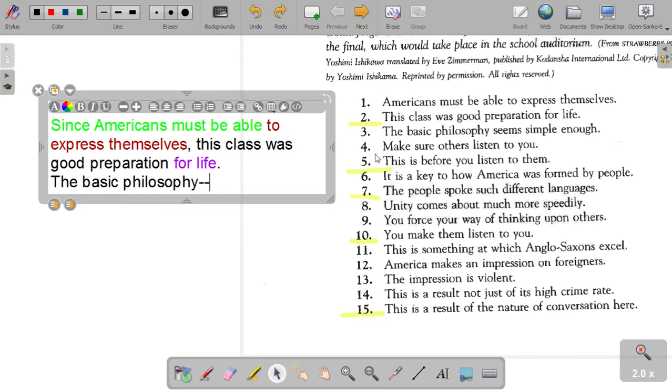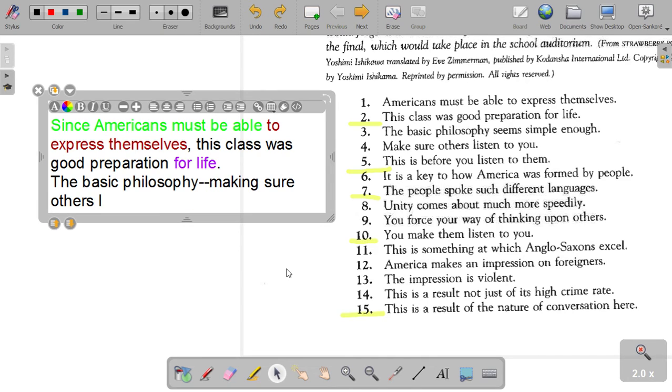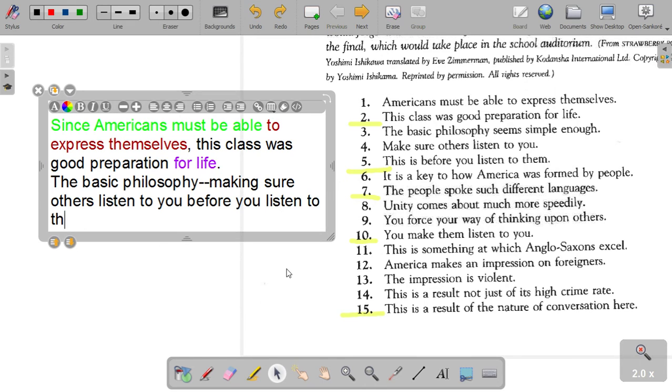So 4 and 5 basically tell us what it is. So how would we put it into a gerund form? What -ing word would we put there? Making. Yeah, making sure others listen to you. Now what would we put after that? Others listen to you. Yeah, before you listen to them. Seems simple enough.